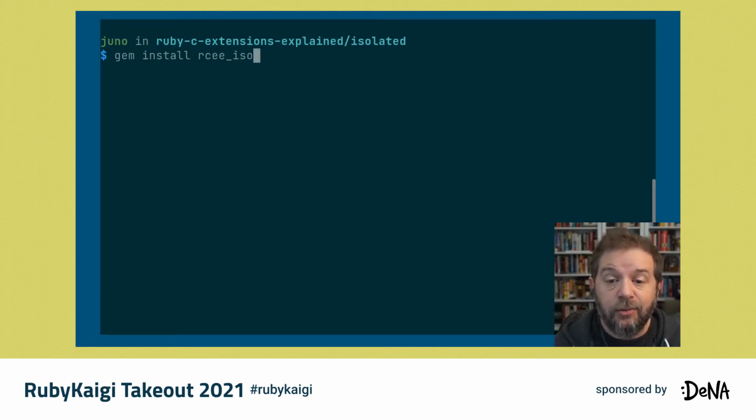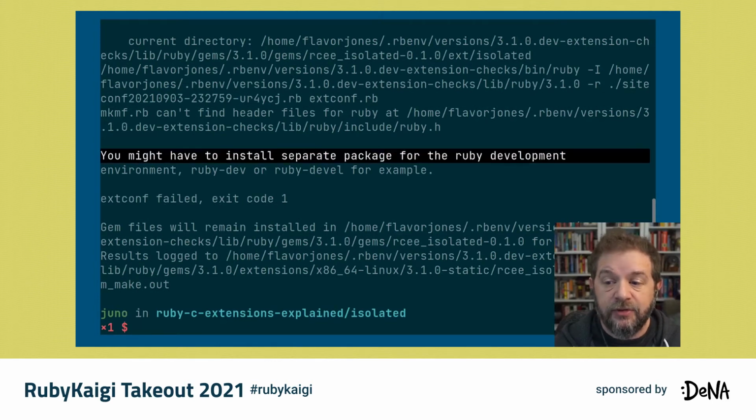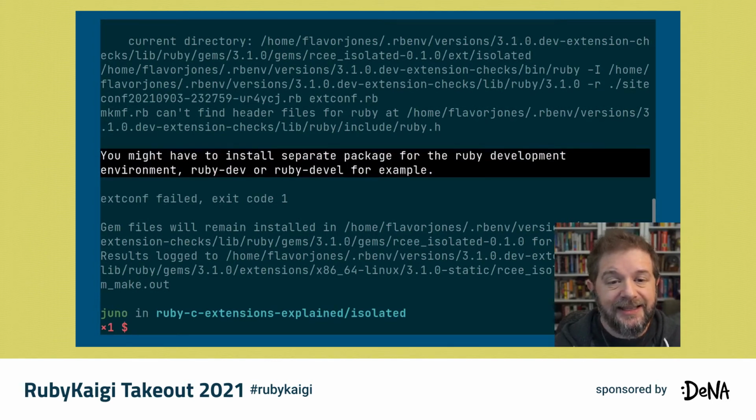Users also need a working Ruby development environment. This isn't usually a problem for folks who've already installed the C toolchain, but it can be a hurdle for newbies, particularly when error messages are vague like this.